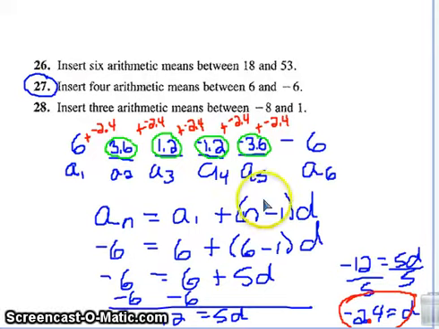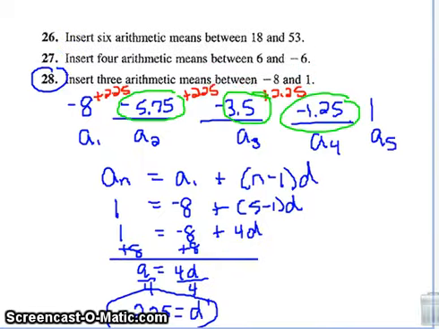27, you're just going to write out your terms. If you're inserting 4 arithmetic terms, then obviously that's going to give you a6. Negative 6 would be your a6, and then you plug in to find your d. 28, if you're inserting 3, then your last term becomes the 5th.